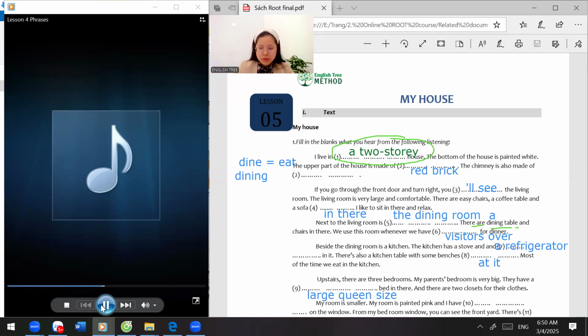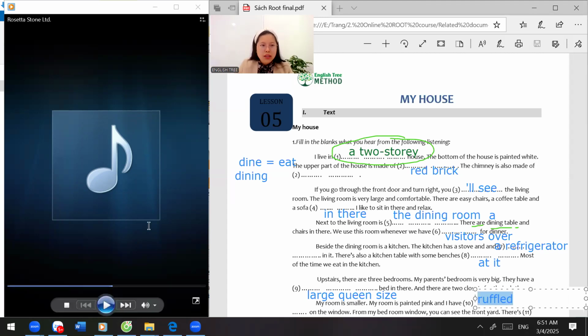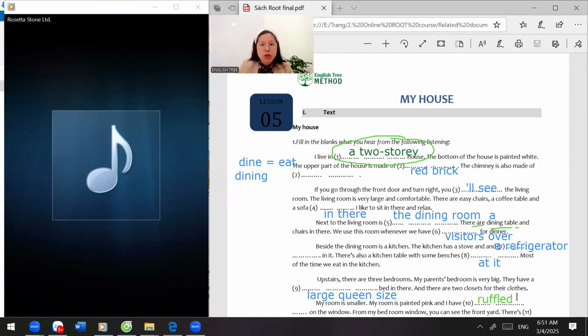My room is smaller. My room is painted pink, and I have ruffled curtains on the windows. So here you can hear I have ruffled curtains. So it's easy for you to think it's only ruffle as an adjective, like this. But if you hear it many times, for only the ending of ruffle, you would hear ruffled. So yes, it is ruffled. Nghĩa là được làm nhún, được làm chun chun lại. Ruffled curtains on the windows.